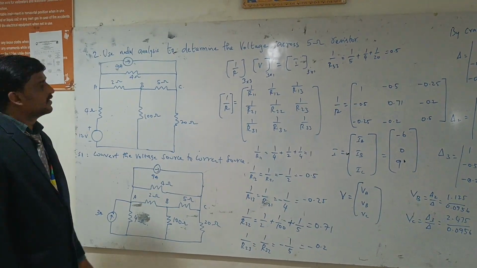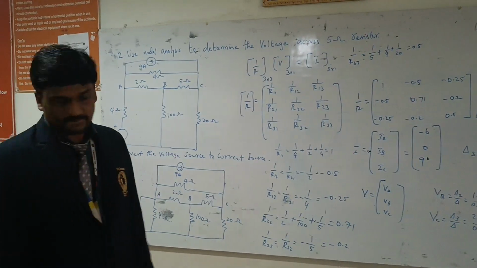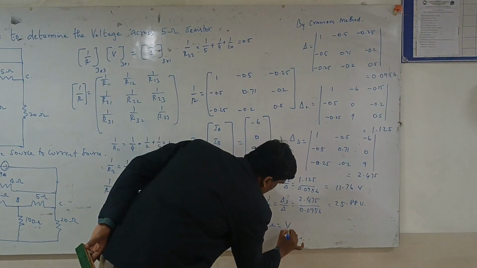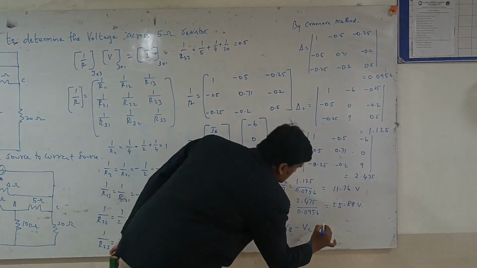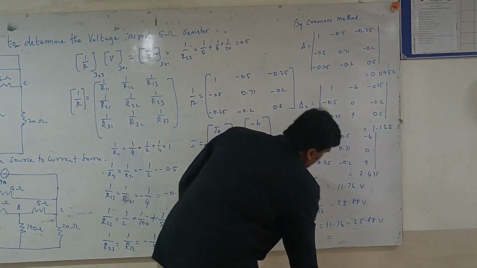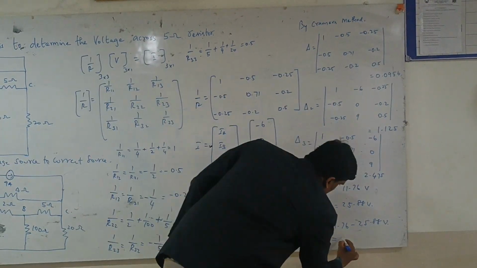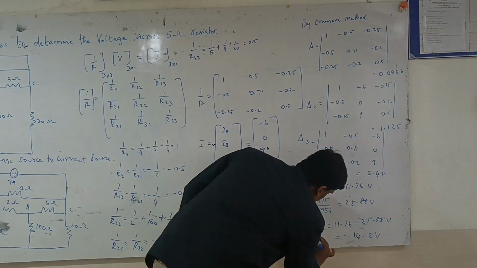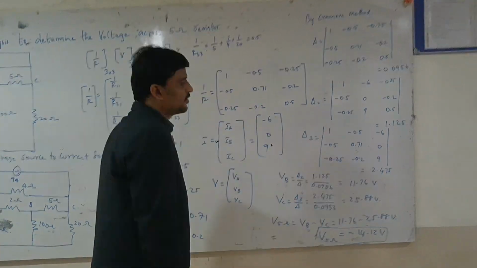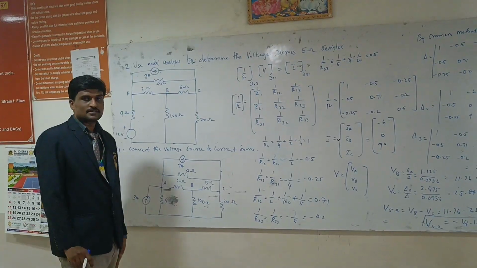So we have to find the voltage across the 5 ohm resistor. We can subtract VB minus VC. So the voltage across the 5 ohm resistor is VB minus VC, which is 11.76 minus 25.88. So we are getting it as minus 14.12 volt. That is the voltage across the 5 ohm resistor. So we have solved this by using the nodal method and we have found the value for the voltage across the 5 ohm resistor.